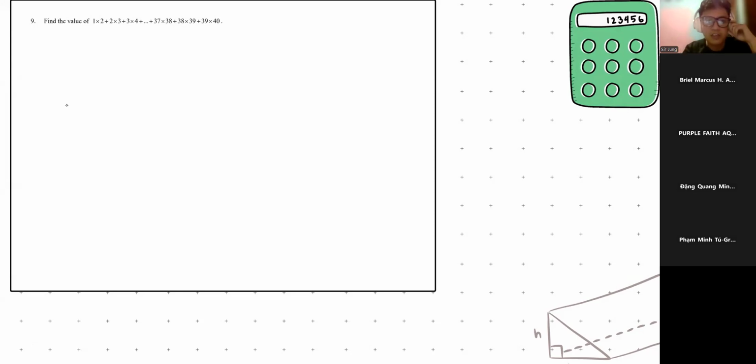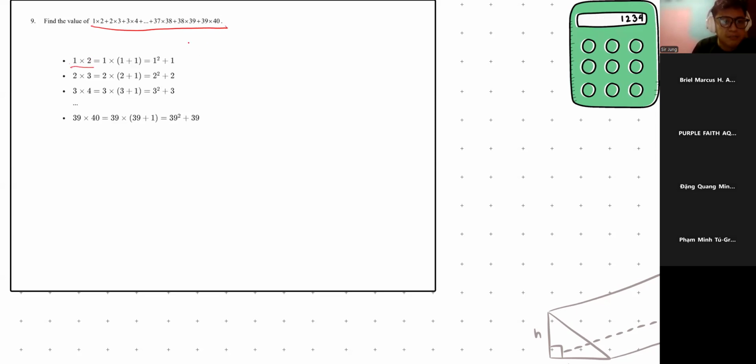Find the value of 1 times 2 plus 2 times 3 plus 3 times 4 and so on, up to 37 times 38 plus 38 times 39 plus 39 times 40. Note that this expression can be rewritten: 1 times 2 is 1 times (1 plus 1), or 1 squared plus 1. 2 times 3 is 2 times (2 plus 1), or 2 squared plus 2. 3 times 4 is 3 times (3 plus 1), or 3 squared plus 3, up until 39 times 40, or 39 times (39 plus 1).